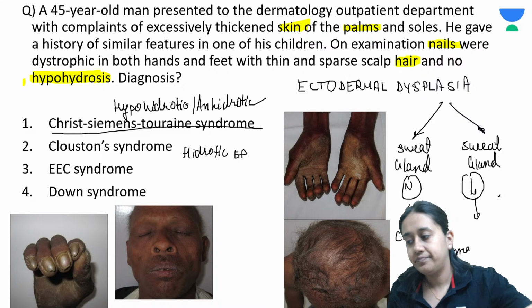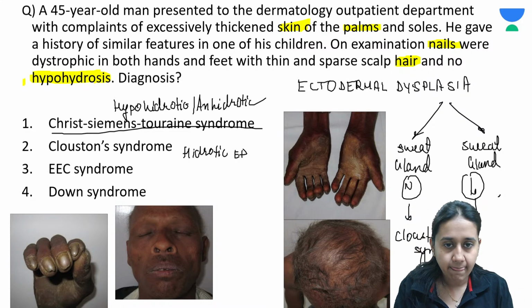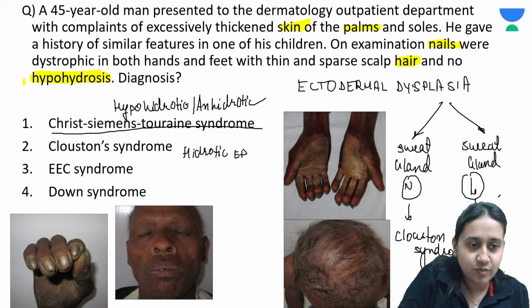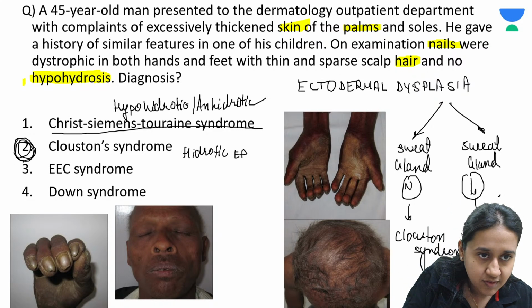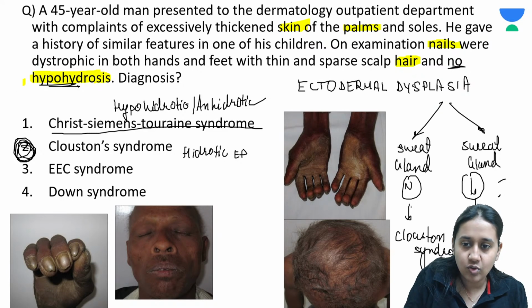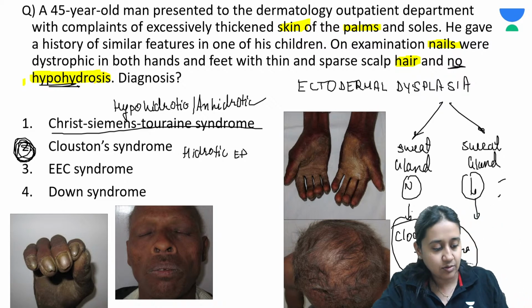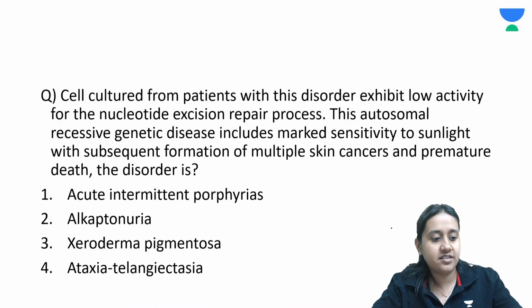Clear, all of you? Clear? So answer here is not 1, it should be 2, because there is no hypohidrosis. It means sweat gland is normal, and if it is normal, it should be Clouston syndrome. Next.